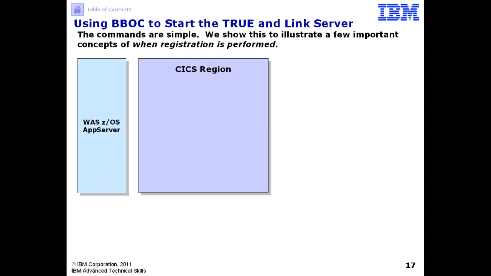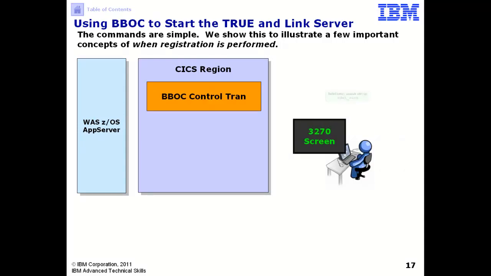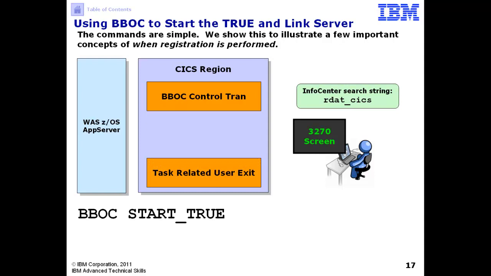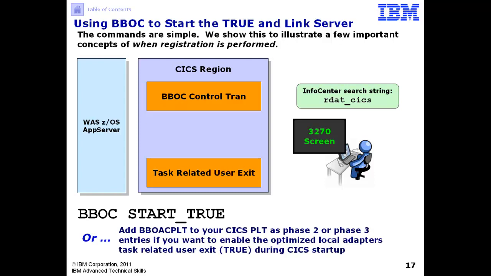Again, imagine a WAS server and a CICS region. Once installed into the CICS region, the BBOC transaction is accessed using a 3270 terminal session logged into the CICS region. The command syntax for BBOC is spelled out in detail in the Product Info Center. Search on the string rdat_CICS to go directly to that article. The first command we will look at is BBOC start true. As the name implies, this will start the Wola task-related user exit in the CICS region.